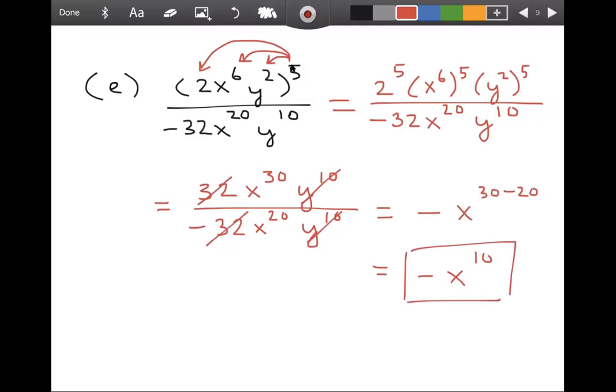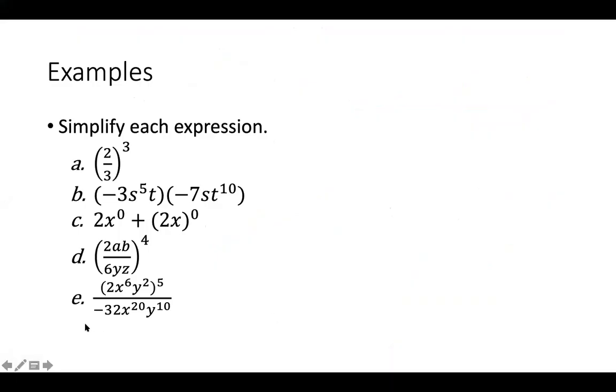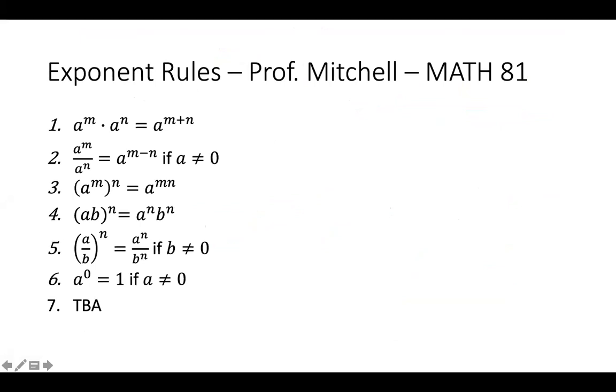All right, and that is just about going to do it for 5.1. I just want to end with showing you all of the exponent rules that we have so far. We have the product rule in number 1. We have the quotient rule in number 2. The power rule in number 3. In number 4 and 5, we have the product to a power rule and the quotient to a power rule. And finally, in number 6, we have the zero exponent rule. There will be one more rule coming in, I believe, section 5.5, which will be rule number 7. But in the meantime, that's going to do it for section 5.1, and we'll see you next time.